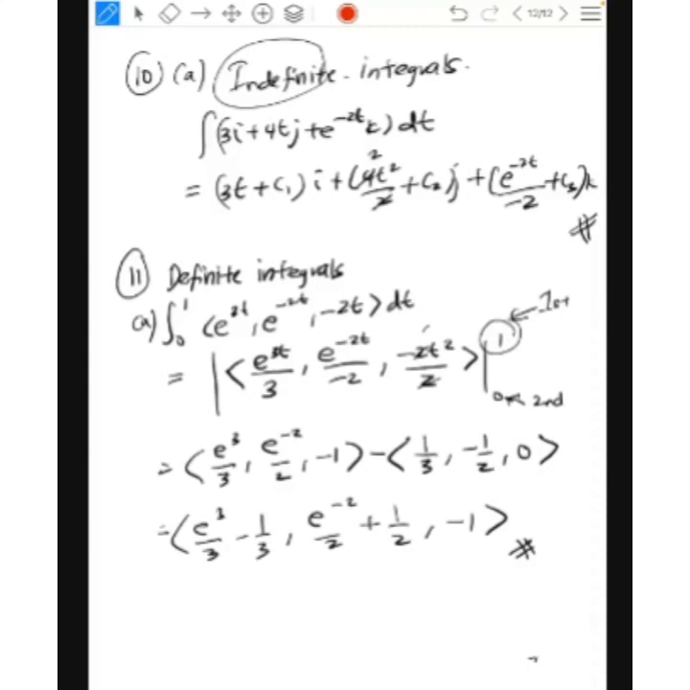Okay, question number 12. This is initial value problems.